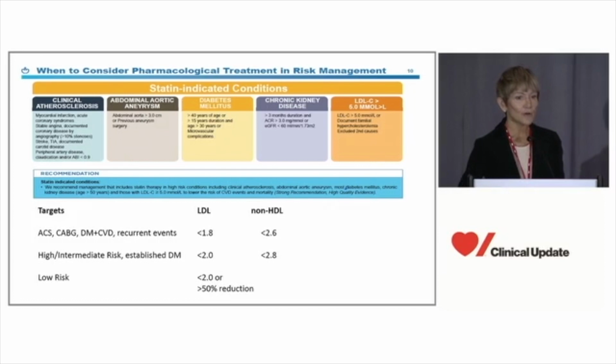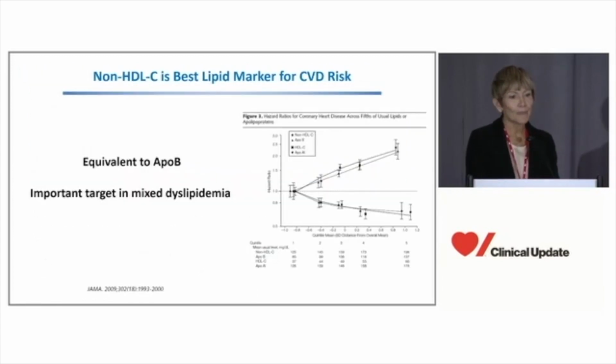We've also added chronic kidney disease, obviously important, so eGFR less than 60, I mean, most of my patients are in that category, or an ACR greater than 3. And finally, the old LDL greater than 5. So the targets, generally less than 2 for most of these individuals, but certainly even in 2016, we said that those highest risk patients, post-ACS, patients who've had bypass surgery, particularly if they've had saphenous vein grafts, patients who have diabetes and cardiovascular disease, or patients with recurrent events, then LDL should be less than 1.8.